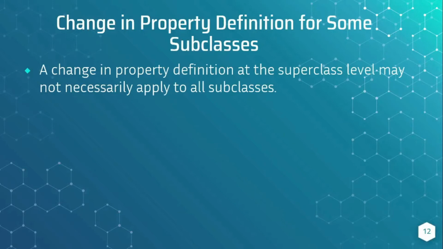Change in property definition for some subclasses. A change in property definition at the superclass level may not necessarily apply to all subclasses. Classes in Java exist in a hierarchy. A class in Java can be declared as a subclass of another class using the extends keyword. A subclass inherits variables and methods from its superclass and can use them as if they were declared within the subclass itself.